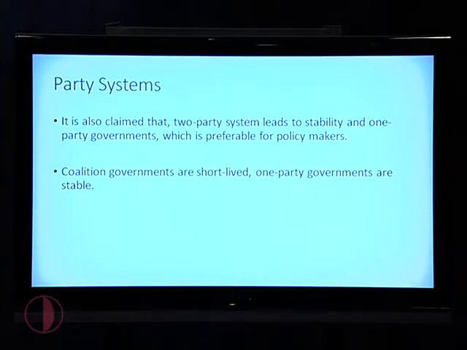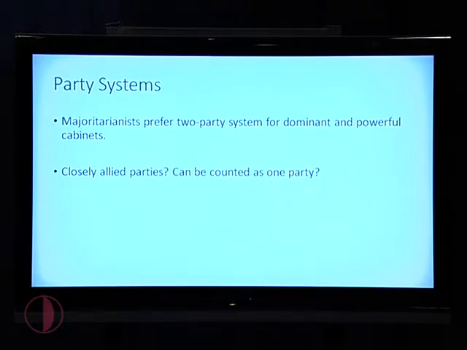It is also claimed that two-party systems lead to stability and one-party governments, which is preferable for policymakers. Coalition governments are short-lived and one-party governments are stable. Majoritarianists prefer two-party systems for dominant and powerful cabinets. And sometimes there are closely allied parties, and can we count them as one political party?